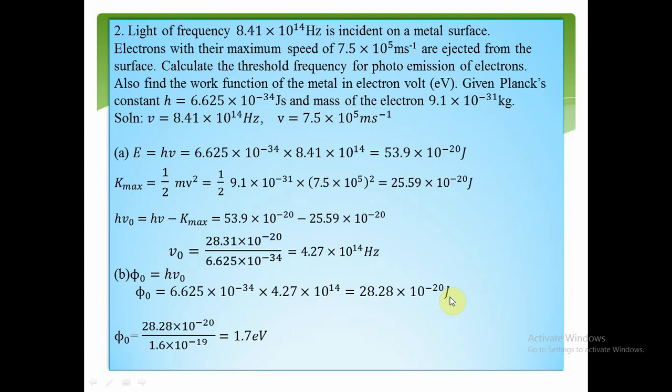But they asked for the work function in terms of electron volt. For that I have divided this equation by 1.6 into 10 raised to minus 19. After the simplification I got 1.7 electron volt. This is the simplest one. If you simplify this, you will get the 5 marks in the board exam.